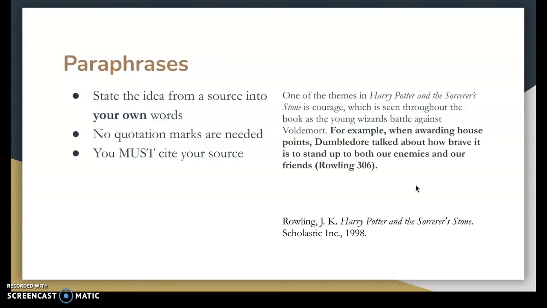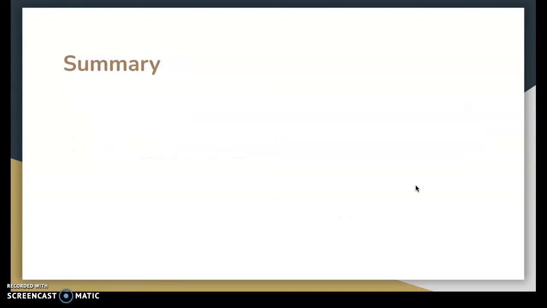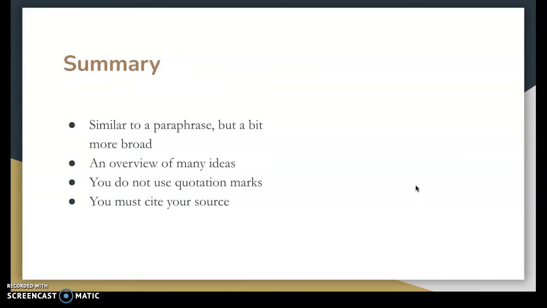Even if you paraphrase, you need to have it in your work cited. A summary is very similar to paraphrasing, but it's broader. If I have a chapter or a section or a couple of paragraphs, I might not paraphrase those. Instead, I'd summarize. I'm thinking about sort of a larger overview. I'm not using quotation marks, but I'm still citing where the source came from.